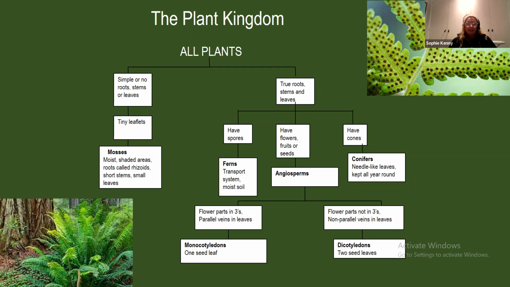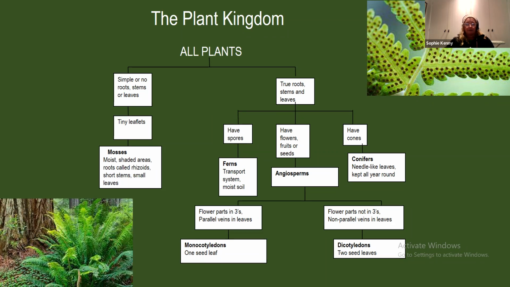Then we go down to the next part of the dichotomous key. Does it have cones? Does it have flowers? Or does it have spores? Does anybody know what those tiny things are? Is that spores on that top one? They're spores. Well done. So pretty simply, if it's got spores, we move down to the next classification and we know it's a fern. So very quickly, we've been able to classify that that plant is a fern.